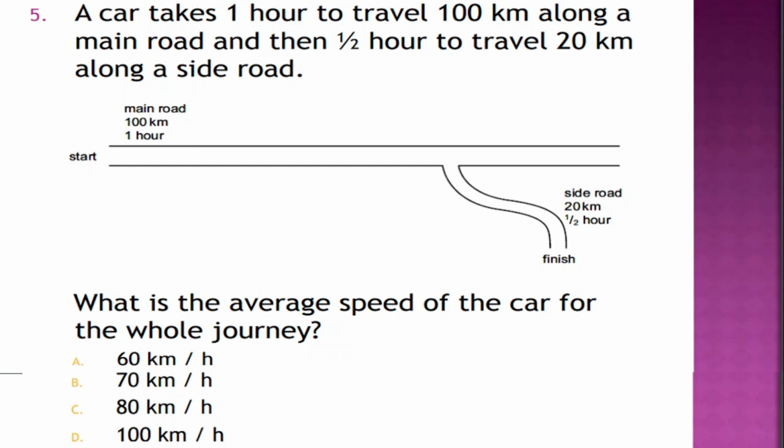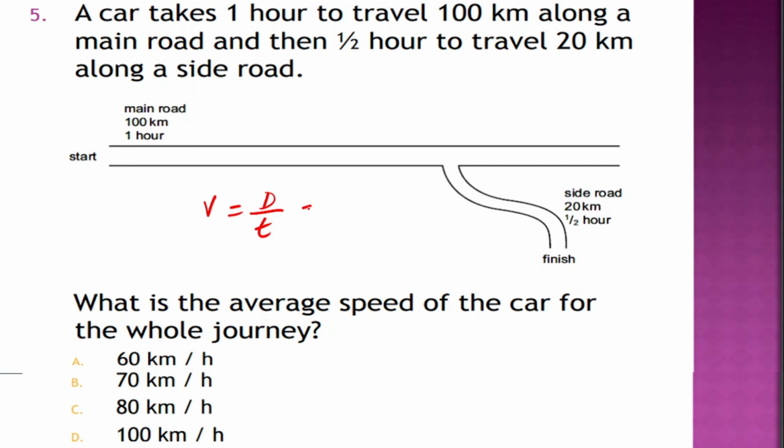You can also write it in decimal fraction as 1.5. So the total time taken is 1.5 hours and the total distance covered is 100 plus 20, that is 120. Now you will simply divide this total distance of 120 kilometer by the total time taken to get the average speed.